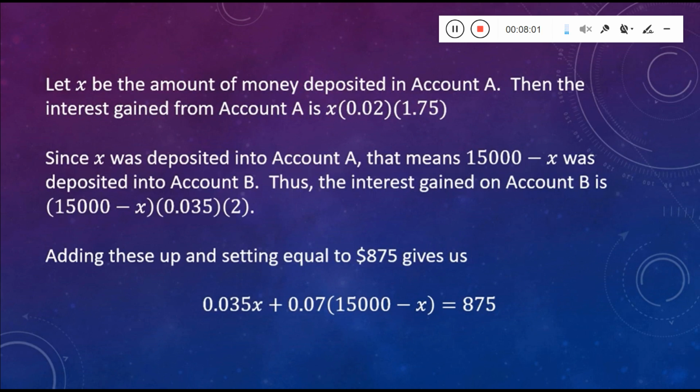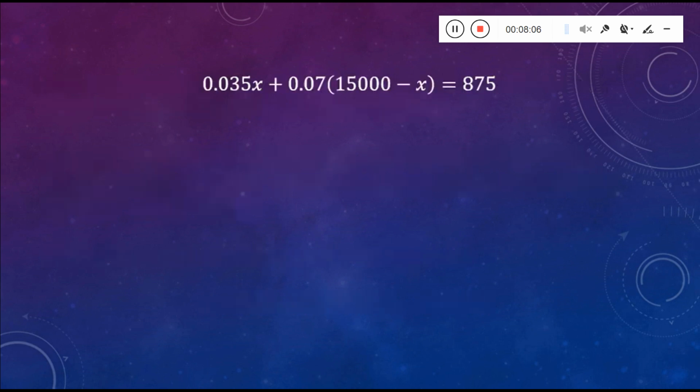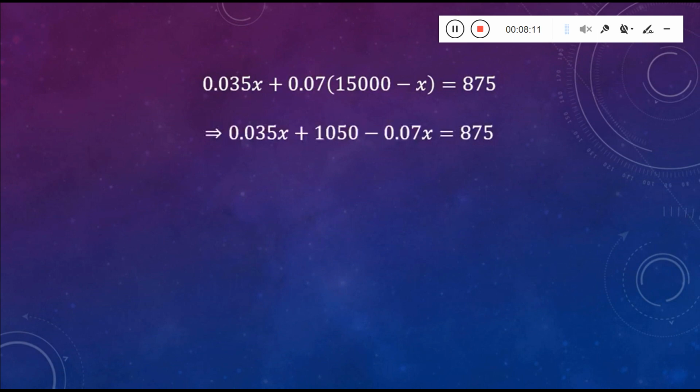So we just have a little bit of math that we have to do here. There's that same equation that we got. 0.035x plus 1,050 minus 0.07x is going to equal 875. Combine those x terms, and I subtracted the 1,050 from both sides to give me negative 0.035x equals negative 175. Lastly, I just have to divide both sides by the negative 0.035.